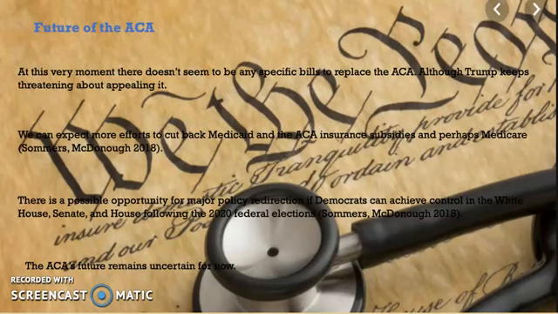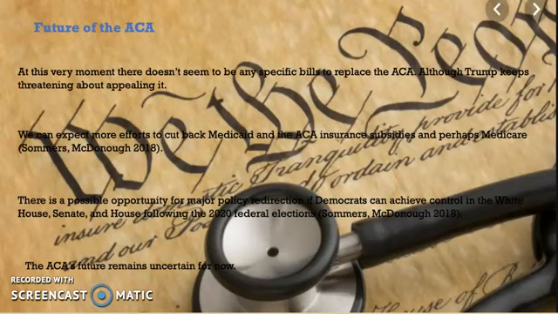So what is the future of the ACA? At this moment, there isn't a specific bill happening to replace it, but of course Trump keeps threatening about repealing it or changing it. Who knows? So what can we expect? We can expect more efforts to cut back on Medicaid and in the ACA insurance subsidies, and perhaps Medicare.